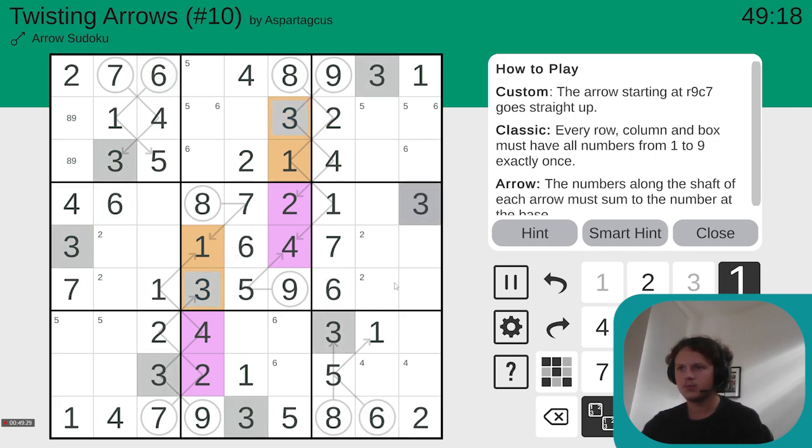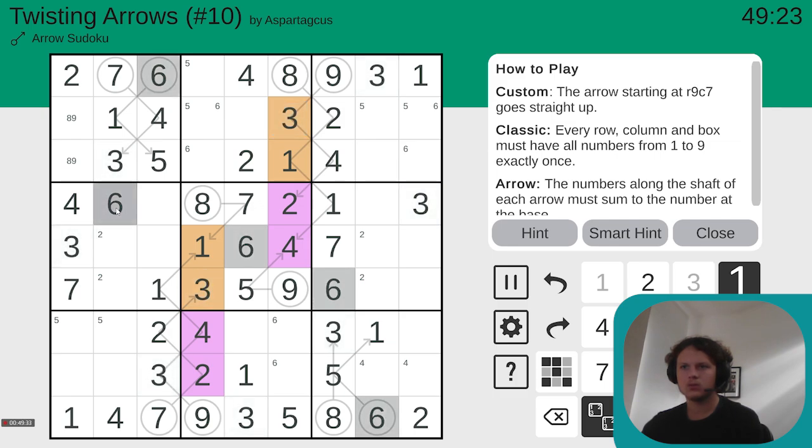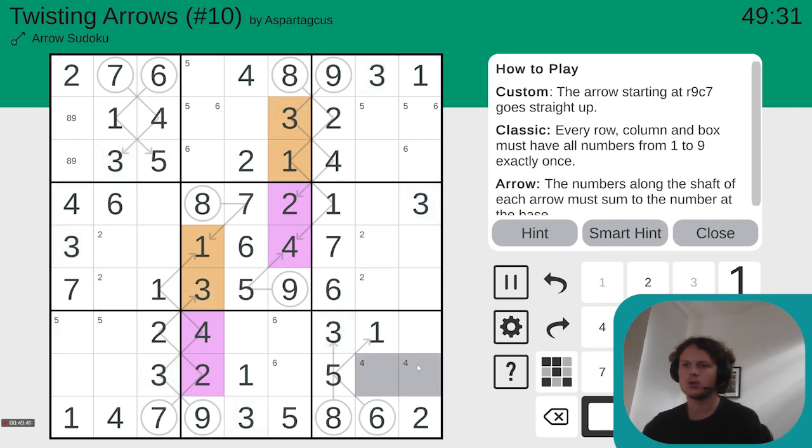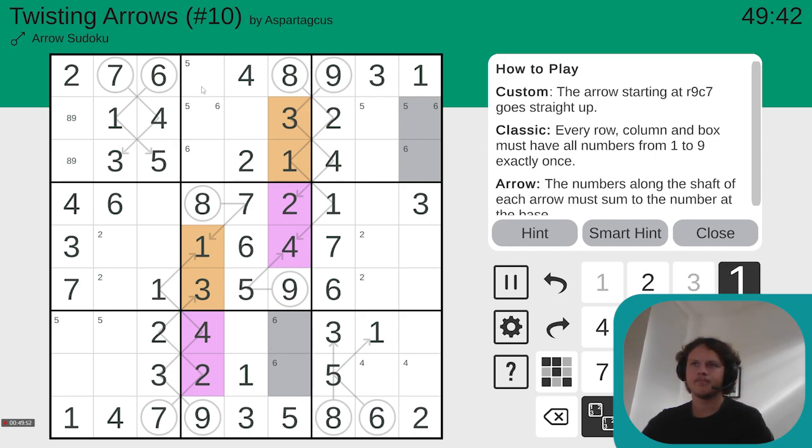That 3's... Did that 6 impact anything? No. So we've got our 2 pairs here, our 4, which we still don't know. Our 6s. Our 5s.